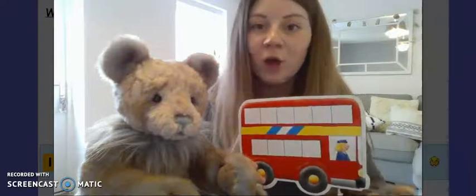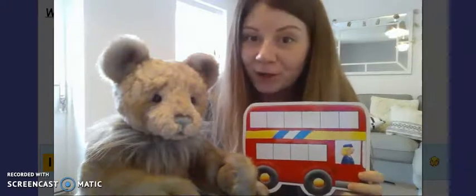So, you know the song, The Wheels on the Bus Go Round and Round? We're going to sing that song, but we're going to change it. So we're not going to say the wheels on the bus. We're going to say the people on the bus. And then we're going to say get on and off. And then we're going to do a little bit of problem solving.